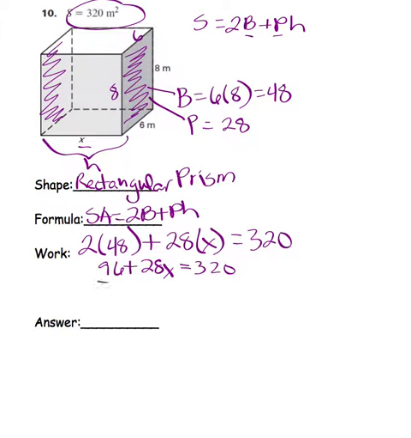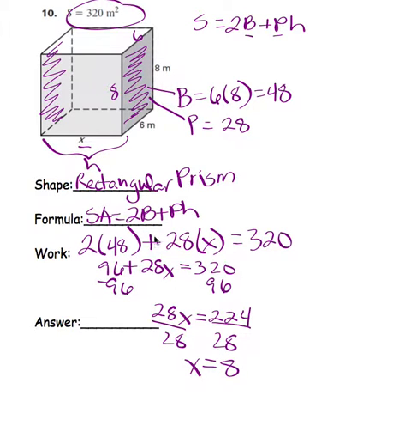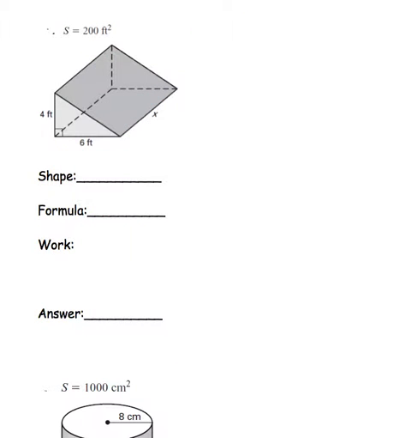So if we subtract 96 from both sides, I'm going to run out of room here. 28x equals 320 minus 96 is 224. And then divide that by 28. X ends up being 8. So since these others have m for meters, that means that x is 8 meters would be the answer to that one. But that's not the only one I'm going to put in this video. I've also got a couple more.